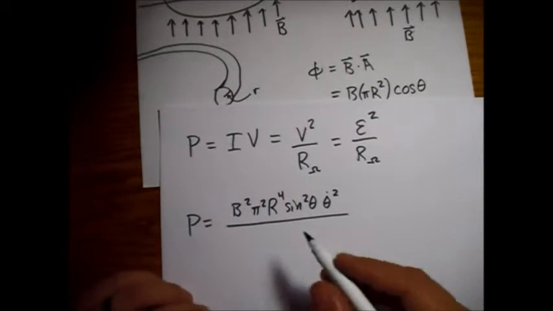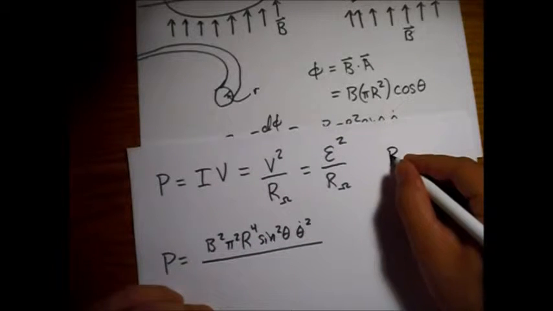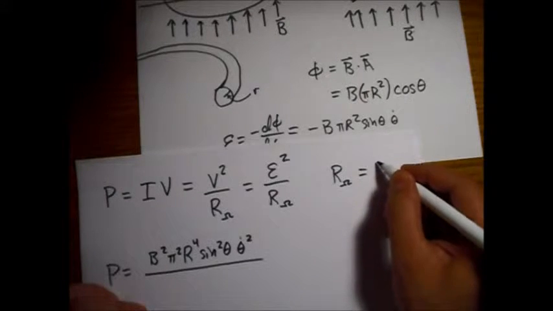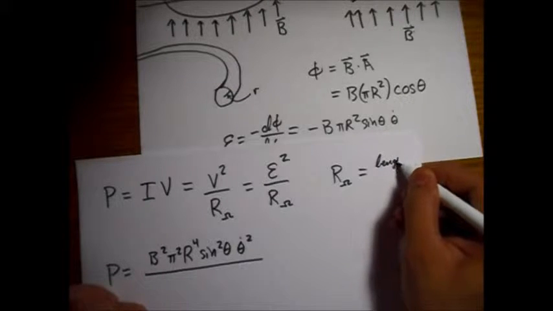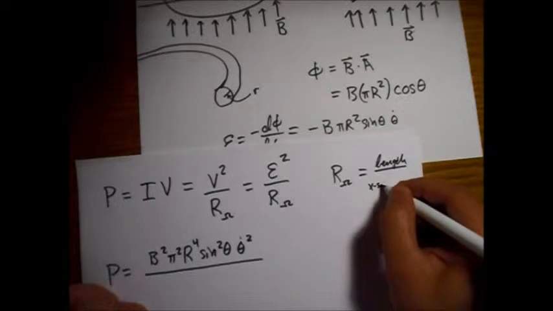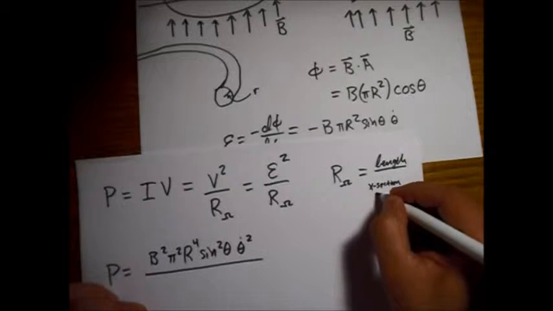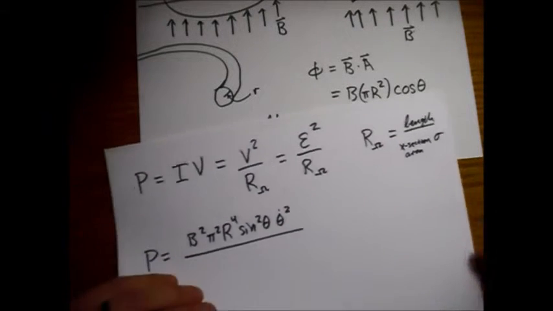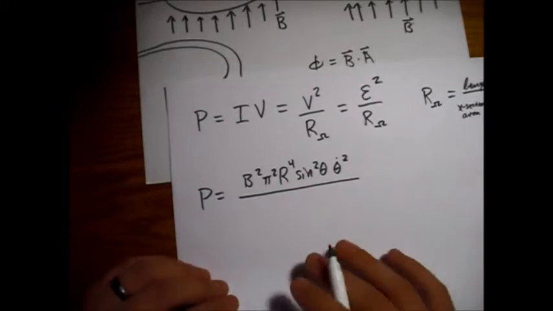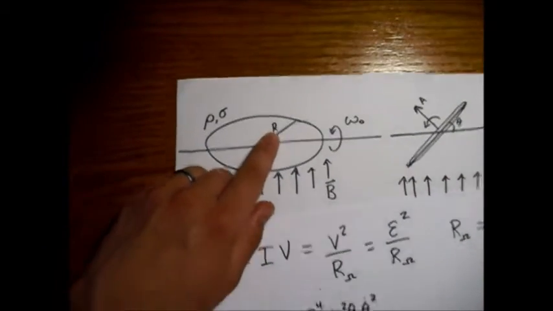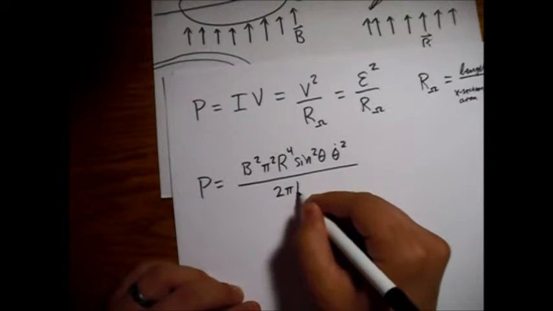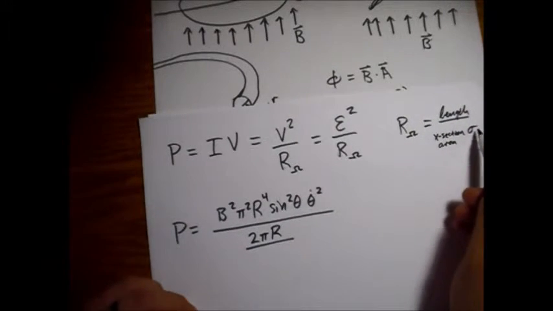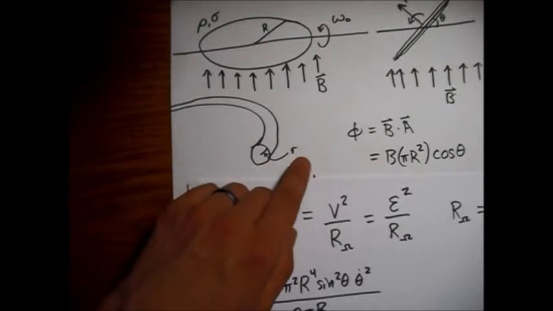So the resistance, let's write it out real quick. This is equal to the length divided by the cross-sectional area, and also divided by the conductivity. Down here, the length of our wire is 2 pi multiplied by big R. And downstairs, we have the cross-sectional area of our wire, so pi little r squared.